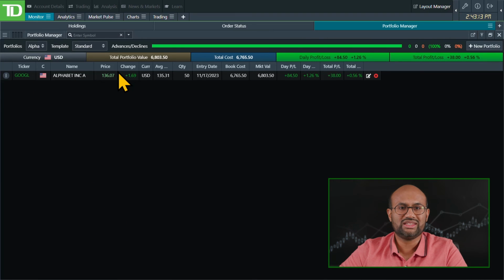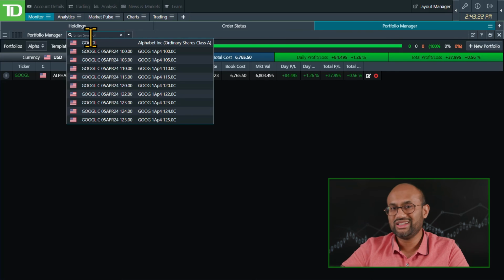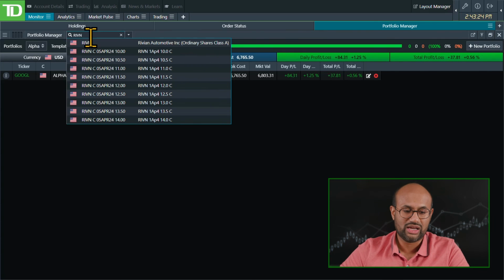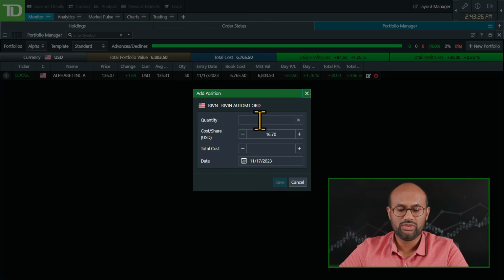Now you can see the way it gets displayed is it will show that cost basis information and keep track of your daily profit and loss here, along with this bar at the top. In this way, you can continue adding more symbols. I'm just going to add in another automotive company by the name of Rivian. We'll put 100 shares there. And in this case, we're going to say our cost basis was $12.